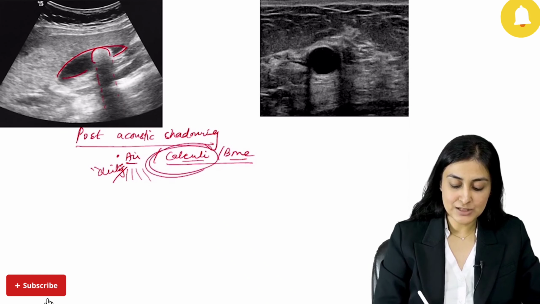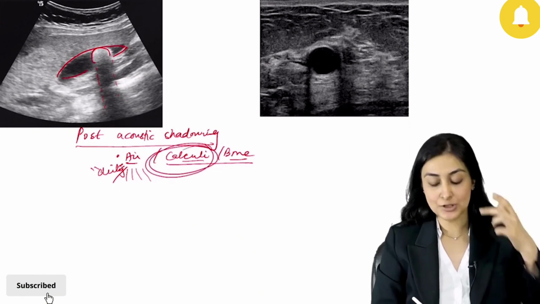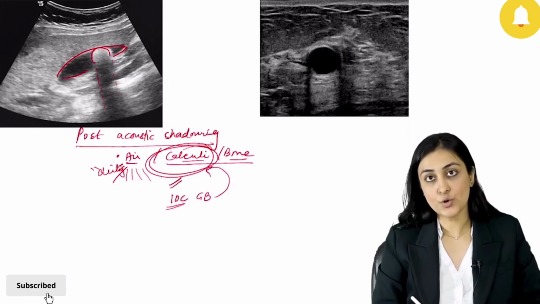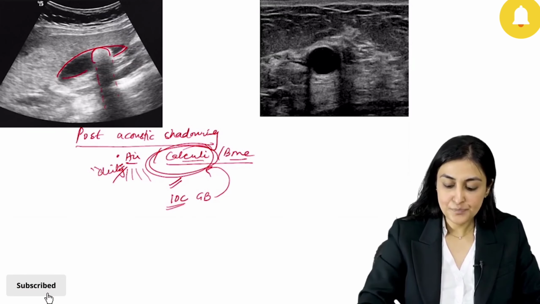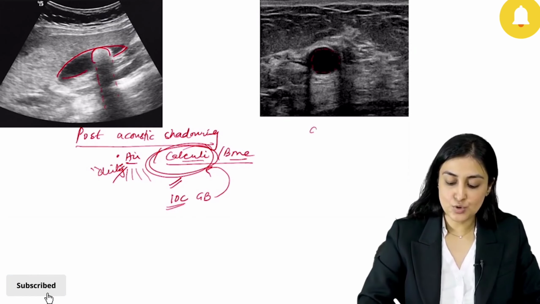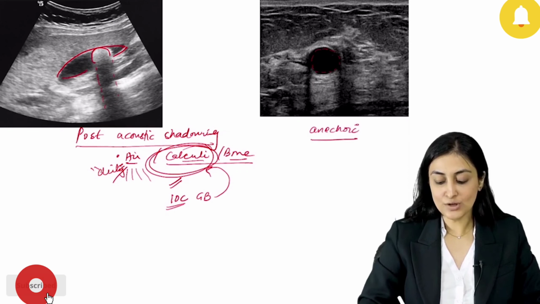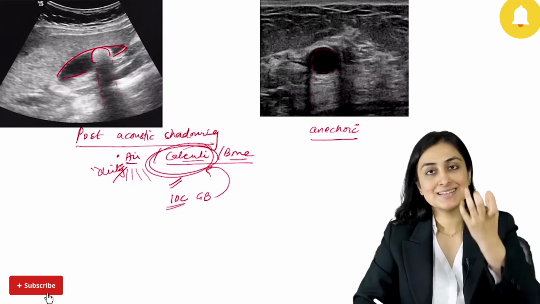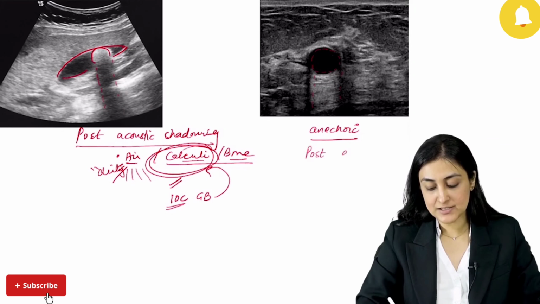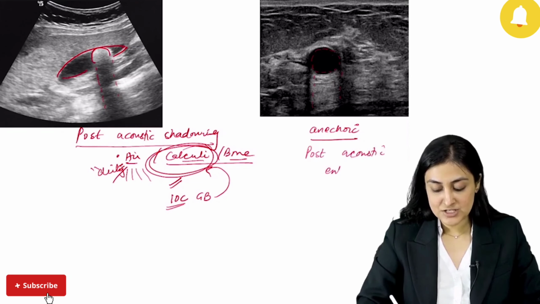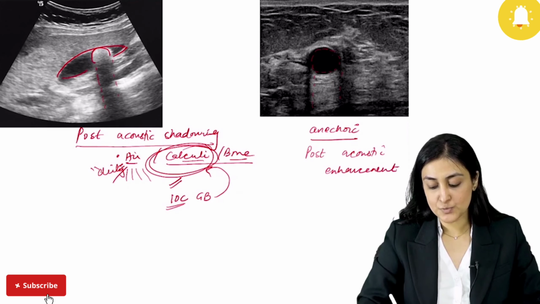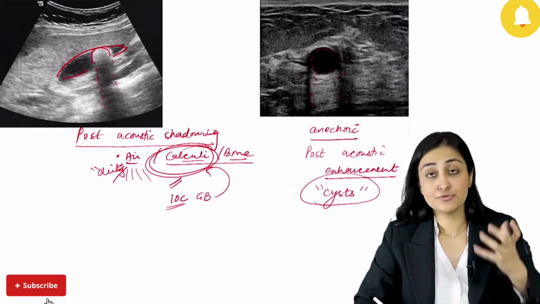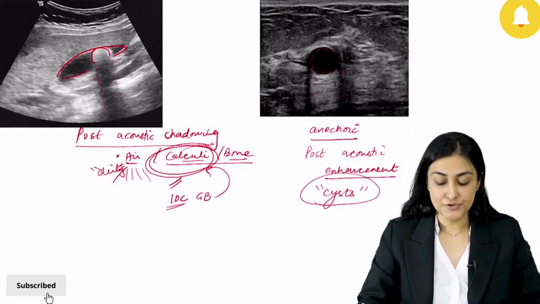This is something which is very useful for visualization of GB calculi, and that is why the investigation of choice for GB calculi is going to be ultrasound. On the other hand, look at this, the completely black structure, which is called an anechoic structure, right? It is not having any echo, so black, anechoic. But look behind it, it's producing this brightness, which is called posterior acoustic enhancement. Just like you saw shadowing, the exact opposite is posterior acoustic enhancement, which is seen in cystic lesions. Anything which is filled with fluid will show you this appearance.